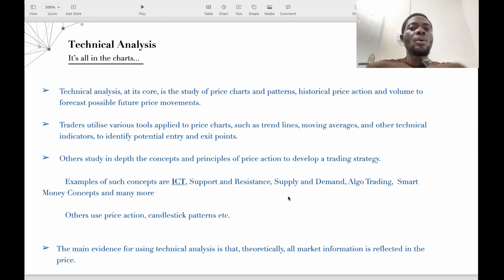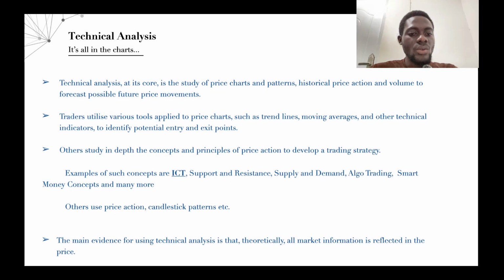Understand? So if they want to know what price is going to do next month, they just have to go back and study what price did when those news events were dropping. Do you understand? So the main evidence for using technical analysis is that theoretically all market information is reflected in the price. So that's what they believe, that everything is already in the price. They don't have to be chasing fundamental news. They just have to look at what has already happened, and they can use that to forecast their price movements.